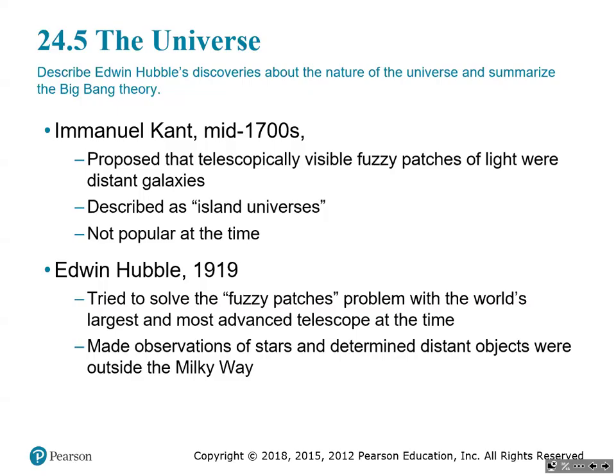And Edwin Hubble in about 1919 tried to solve the fuzzy patches problem with the world's largest and most advanced telescope at the time, and was able to figure out how far away the Andromeda Galaxy was. And it was way further than anything else. He made observations of stars in it and determined that these objects were well outside the Milky Way. They're not hugely distant, though. I mean, the Andromeda Galaxy is relatively close to us. It's actually on a collision course with the Milky Way, so it will eventually collide in about 4 billion years or something.